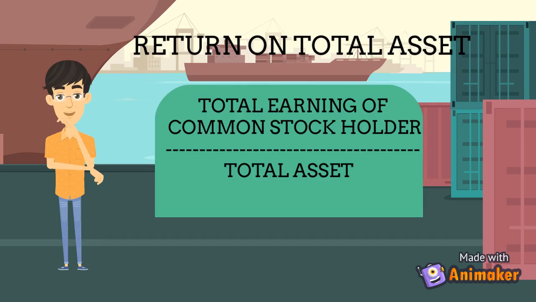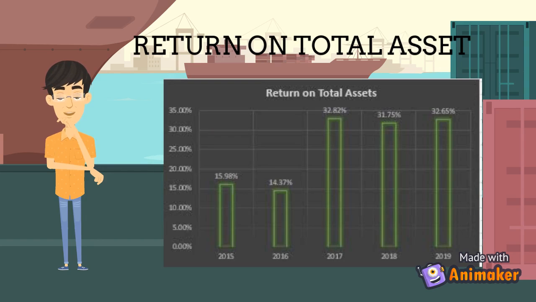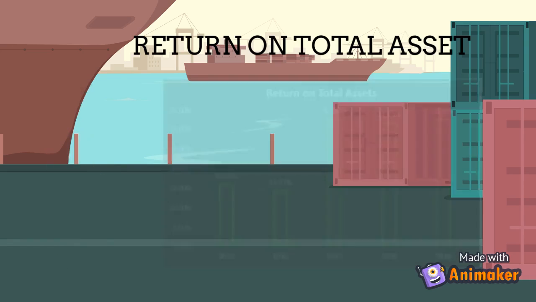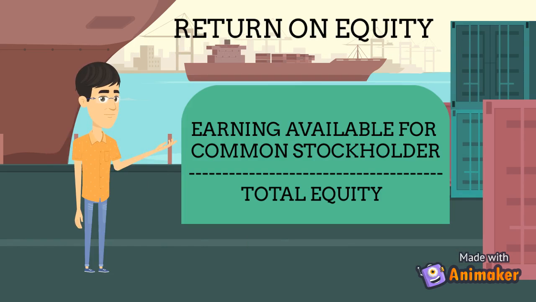Return on total assets is equal to earnings available for common stockholders divided by total assets. It measures the effectiveness of management to generate profit using available assets. The return on total assets ratio shows the highest projection in 2017 and the lowest in 2016.